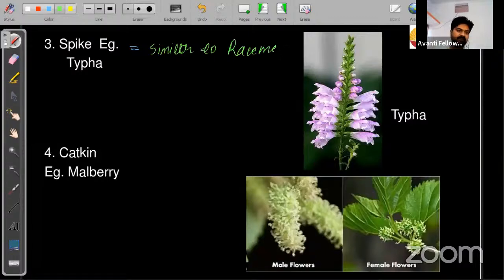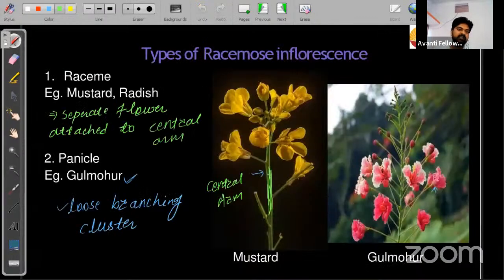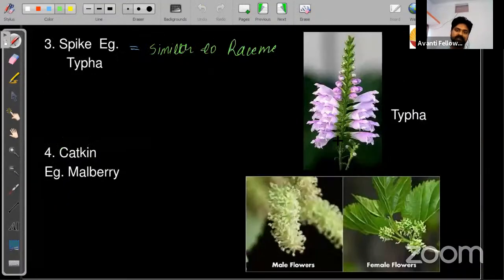Then what is meant by raceme? We already discussed that raceme has separate flowers attached to the central arm. This is the central arm and it contains the flowers, this is one flower, this is the next flower, like that. But here is one difference: it bears sessile flowers. Then what is meant by sessile flower, guys?